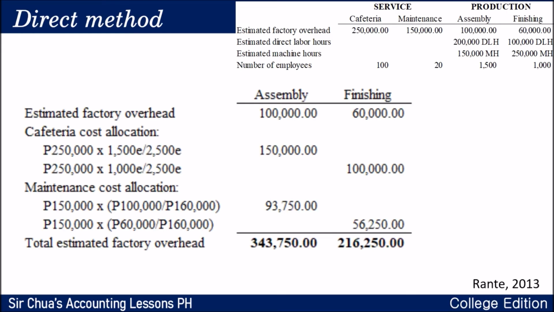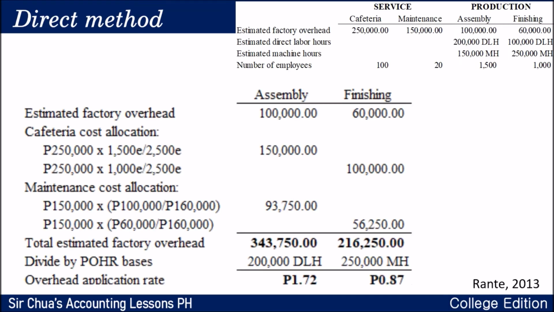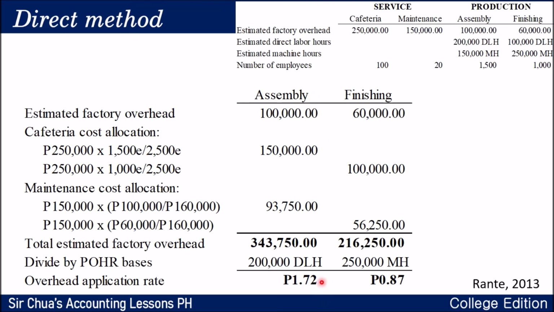Now, let's compute for the predetermined overhead rate based on their rate basis. Ang sabi po sa assembly is ginagamit po natin is direct labor hours. So you simply divide it by 200,000 direct labor hours, and para naman po sa finishing is machine hours na 250,000. So your predetermined overhead rate for the assembly department is 1 peso and 72 centavos, while for finishing is 87 centavos. Okay? Yan po ang ating allocation using direct method. This is the easiest and the most useful method in practice.